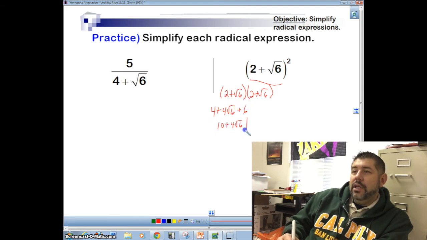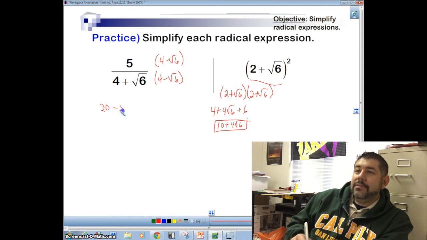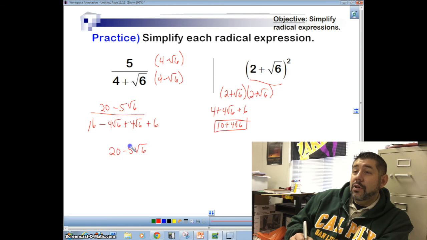And then the conjugate here. 20 minus 5 root 6 over 22, because these guys go away.